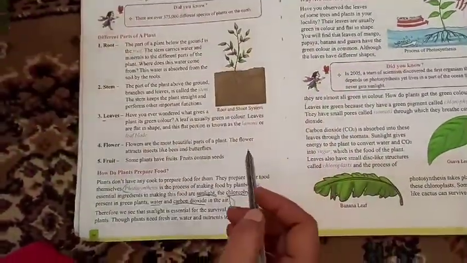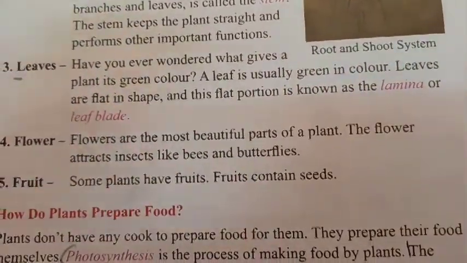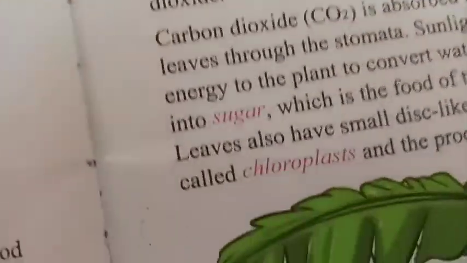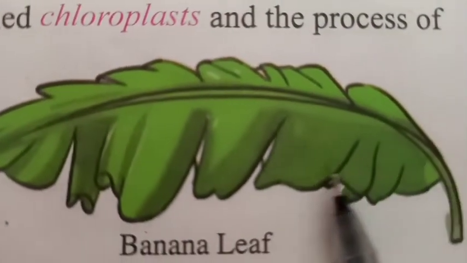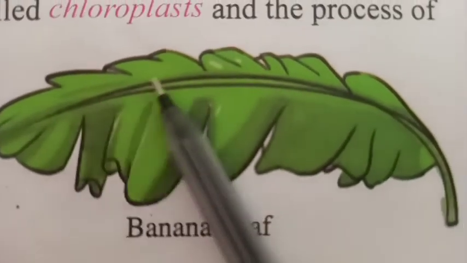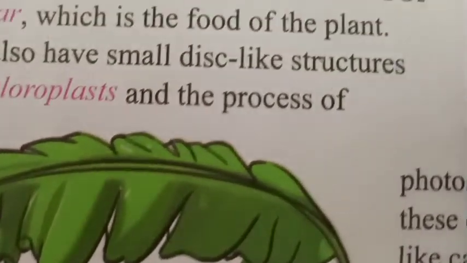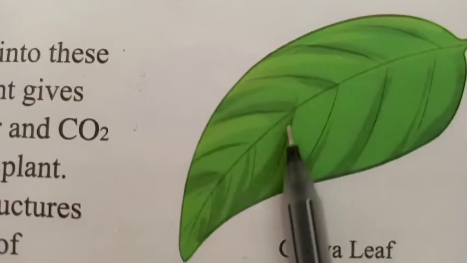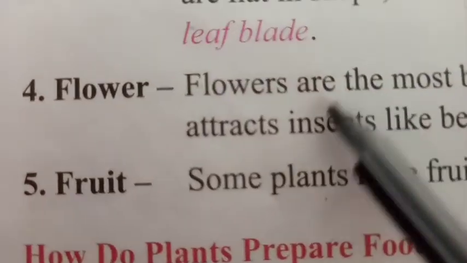Here they have written about the lamina or leaf blade: it is the flat portion of a leaf. Just like here also you can see these are the leaves. This flat green part is coming under the lamina or leaf blade. Here also you can see this flat part of the leaf, this is called leaf lamina or leaf blade. Okay, so let's read the next part.